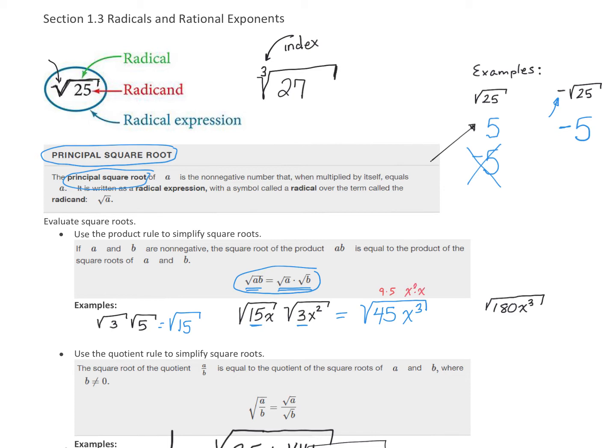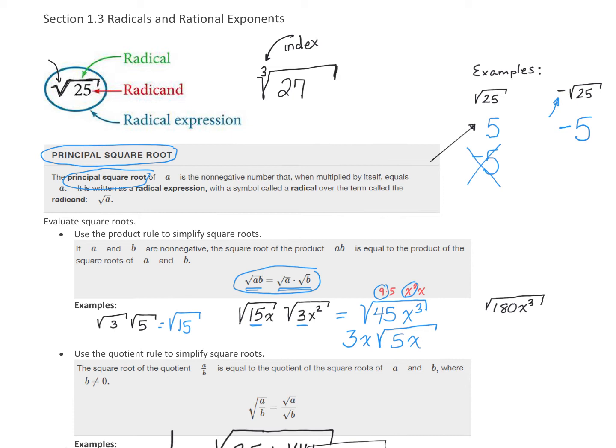So anything that's a perfect square, I can pull out. So the square root of 9 is going to give me 3. The square root of x squared is going to give me x. And then I have my leftovers of 5 and x. So that's how we simplify a radical.